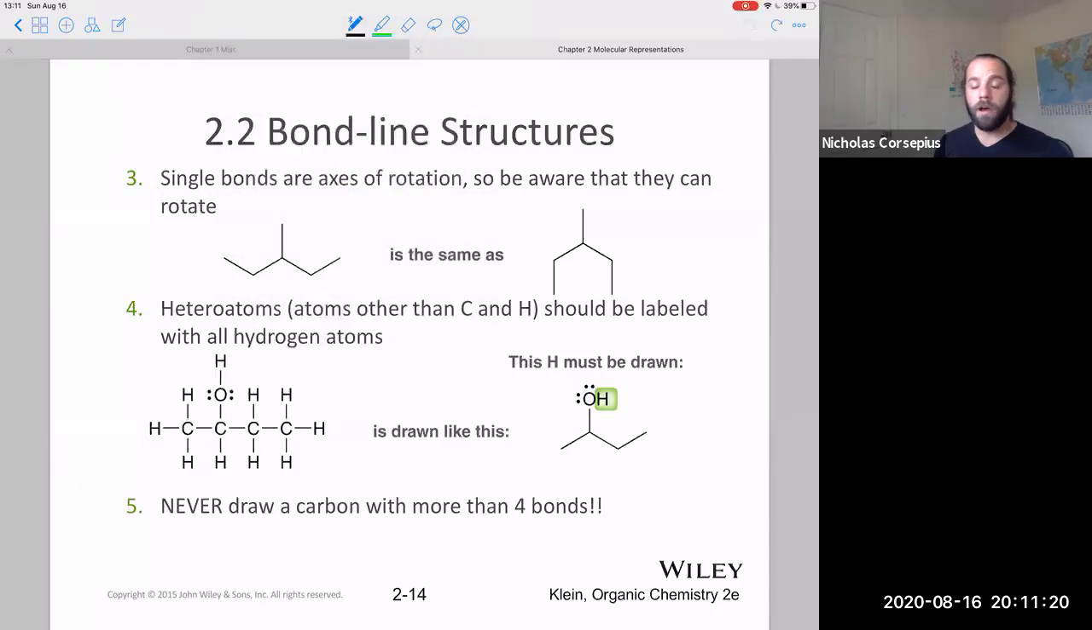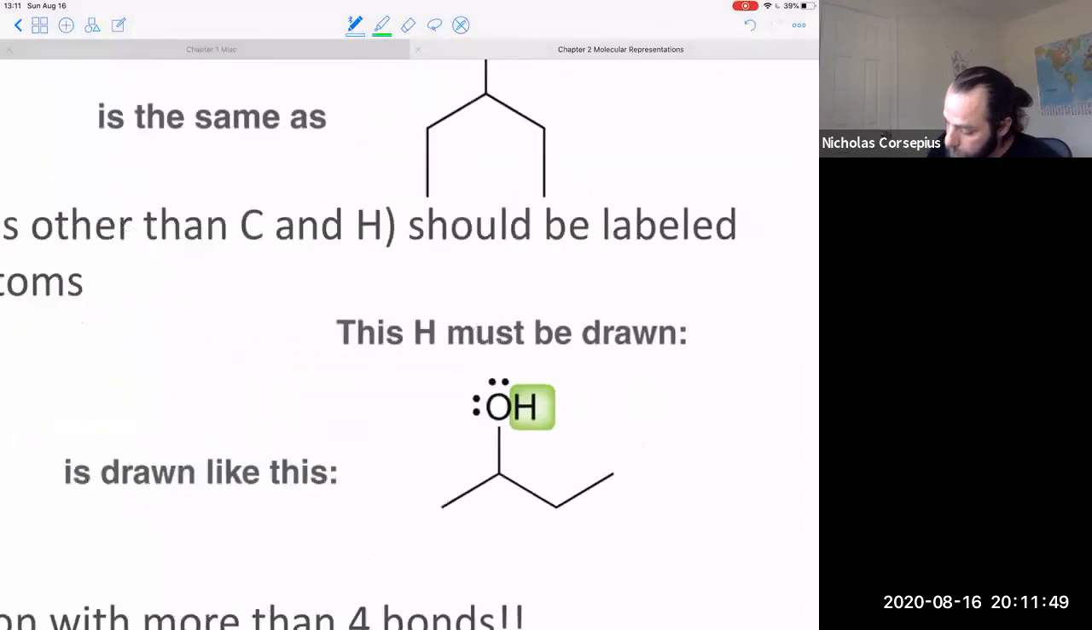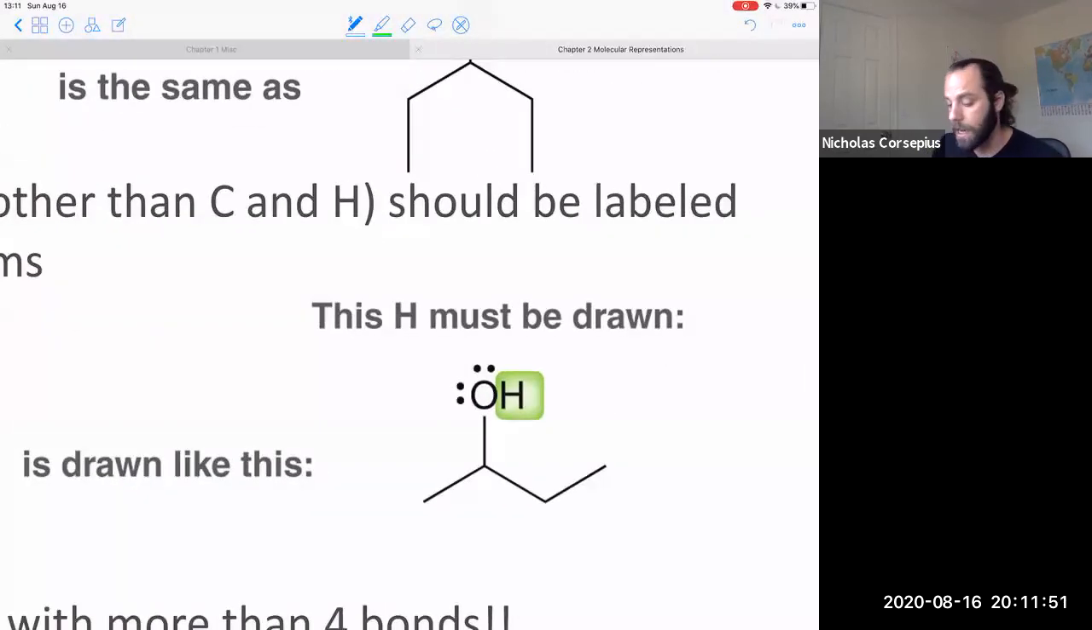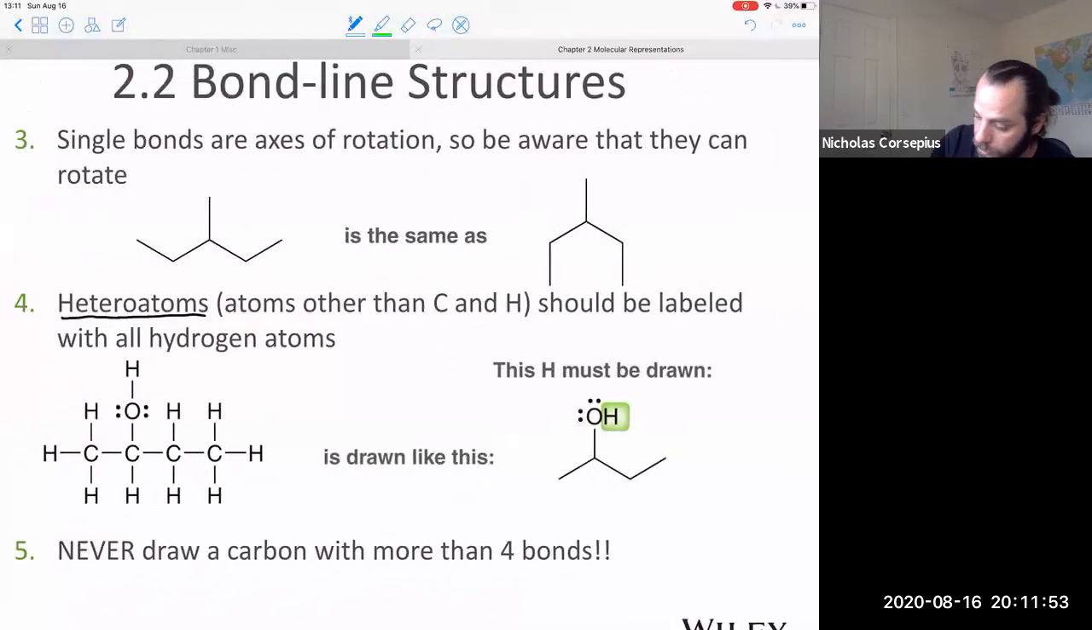All right, and the last rule would be your heteroatoms, or anything other than carbon and hydrogen. And I guess this is a key word that gets thrown around a little bit. That's good to know. I'm talking about anything other than carbon and hydrogen. That's going to be explicitly written. And not only is it going to be explicitly written, any hydrogens associated with it are also going to be explicitly written. So this is the Lewis structure that corresponds to this bond line structure over here. And notice how not only is the oxygen written, but also that hydrogen is explicitly written in there as well.